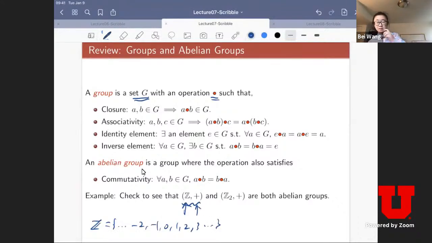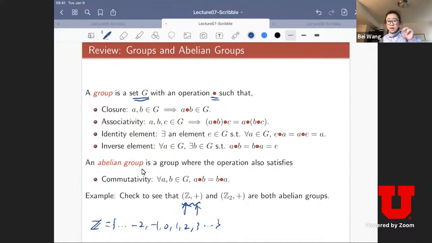That is my set. It's an infinite set. And my binary operation is addition, okay? So now let's check this is a group. Whenever there's 2 numbers in this set of integers, their addition is also an integer, okay? That's the first property, closure.